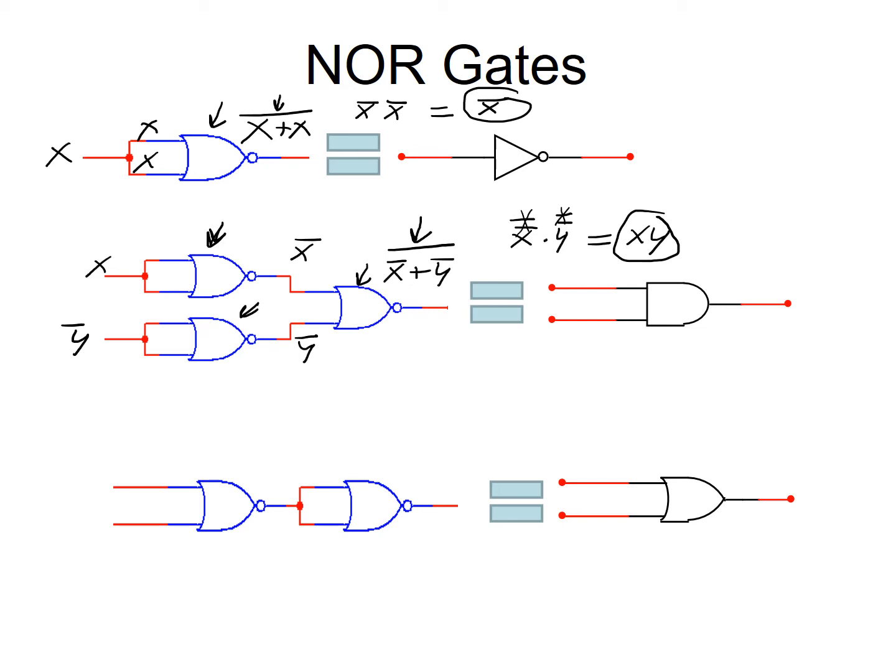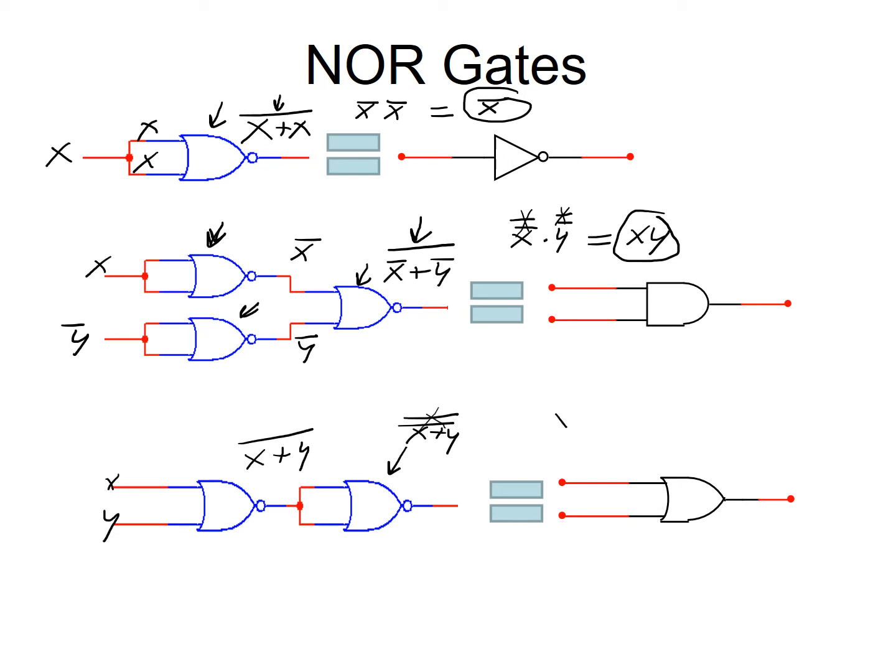In this last case, I'm going to use two NOR gates. So let's again call my input X and Y. Coming out of here, I would have X or Y NORed. And then this, of course, is really just a NOT gate. So I have X or Y NOTed, which of course, I can cross these out.